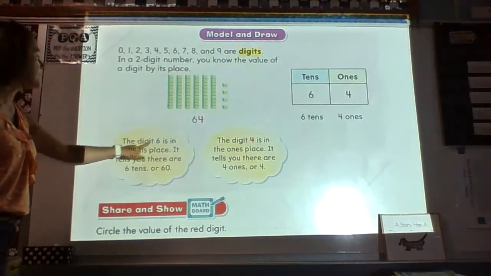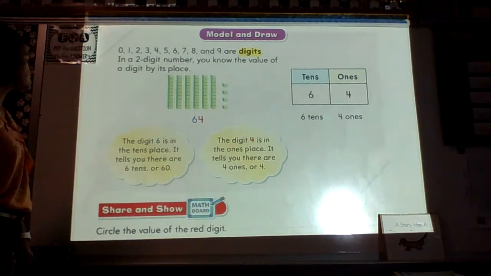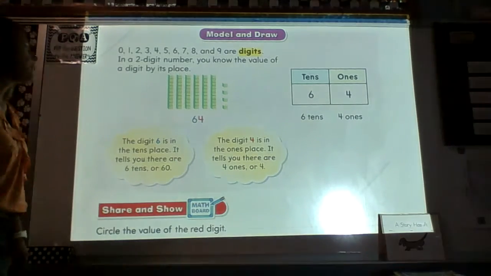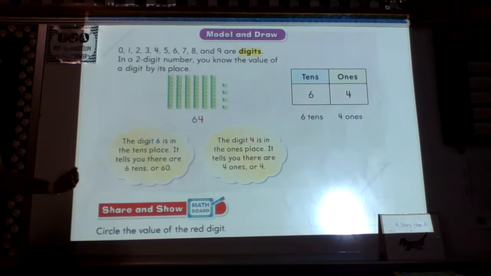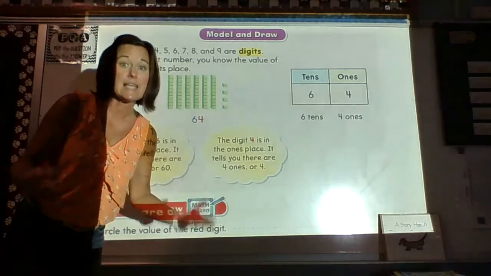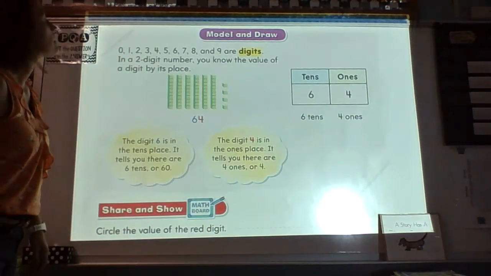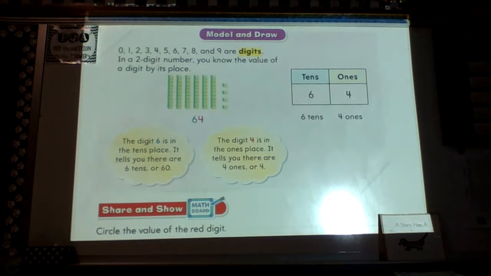This digit 6 is in the tens place. It tells you there are 6 tens, or 6 tens means 60. And the digit 4 is in the ones place. It tells you that there are 4 ones, or 4 singles. Means the same thing. Okay, let me run back and scooch you up.